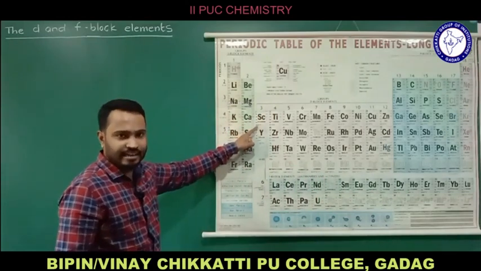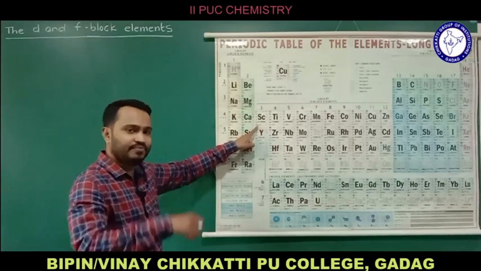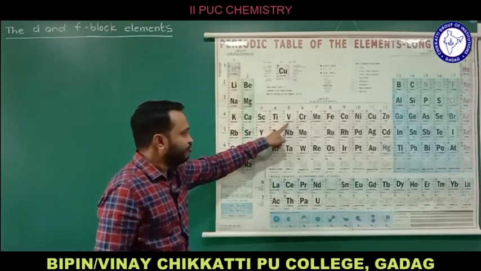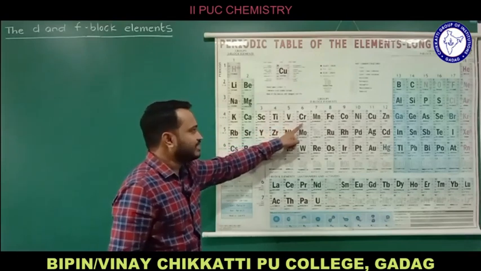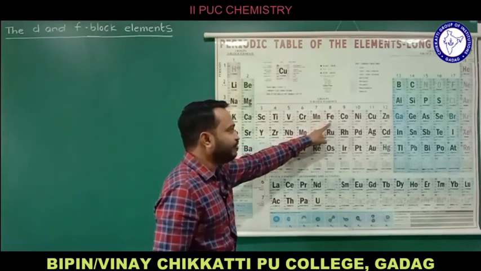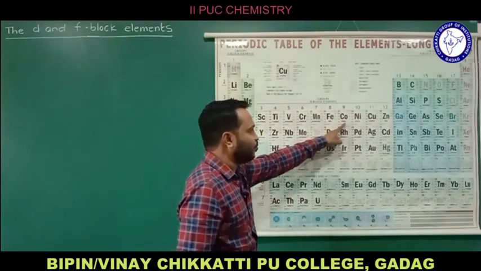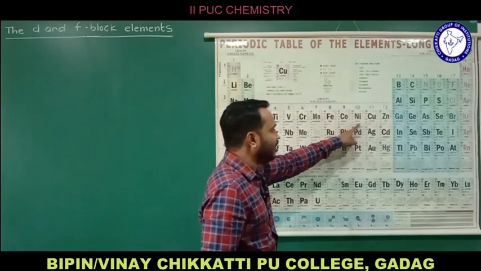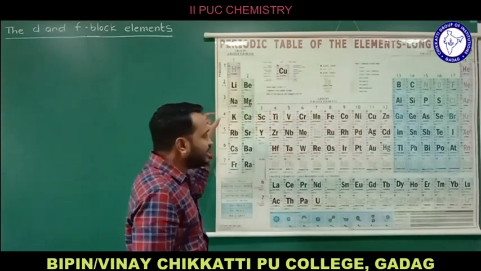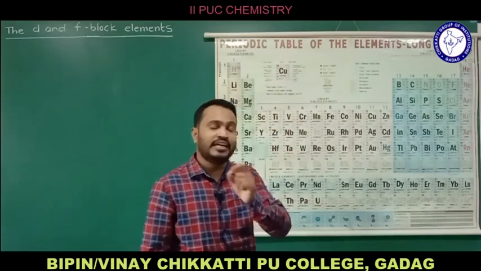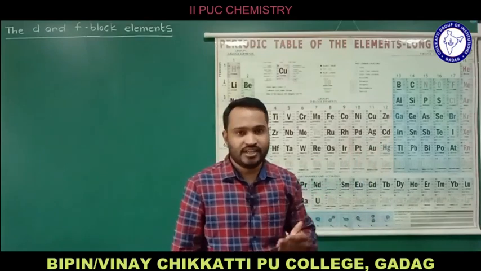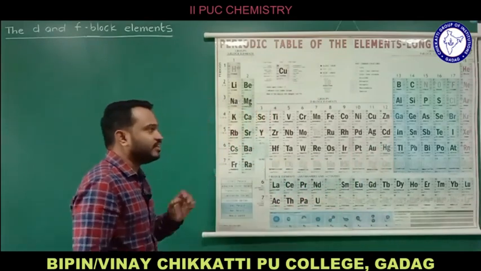Sc is scandium, the atomic number is 21. Ti stands for titanium, V vanadium, Cr chromium, Mn manganese, Fe iron, Co cobalt, Ni nickel, Cu copper, Zn zinc. So these are the elements which belong to the 3d series of transition elements, from scandium to zinc. So you need to know these elements serial-wise.